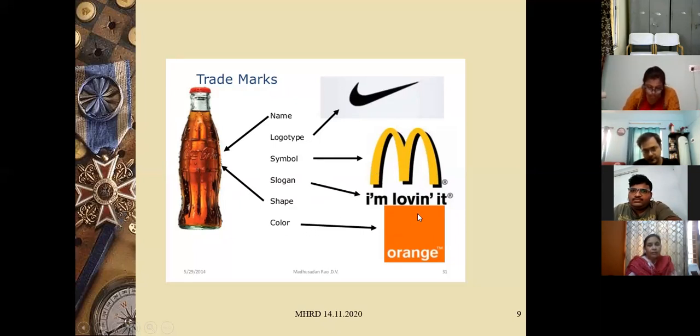And sometimes there will be just a color orange, and this is the trademark of that company. So these are just examples of how trademarks could be a name or a logo type or a symbol, slogan, shape, or color. So it prevents others from copying this slogan or this logo type.